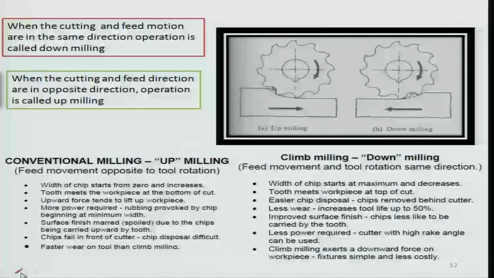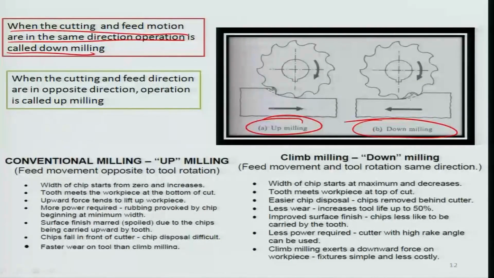So, typically you can also classify the milling processes into up milling and down milling. These are different illustrations of what happens. When the cutting and the feed motion are in the same direction, the operation is known as down milling. You can see the down milling happening here, that the workpiece is being fed in the same direction as the cutting motion or cutting action.